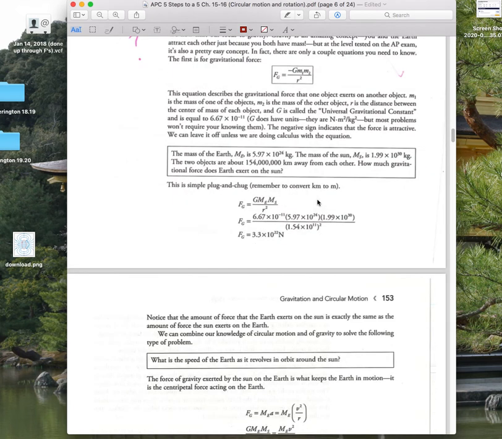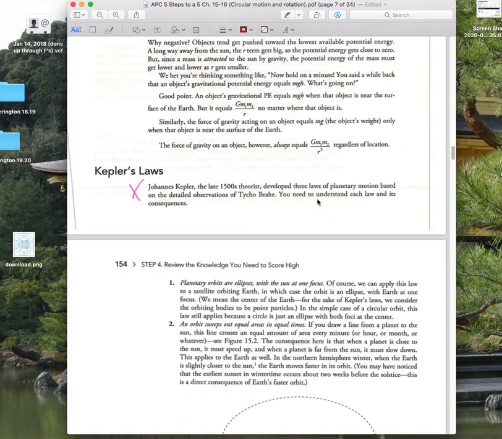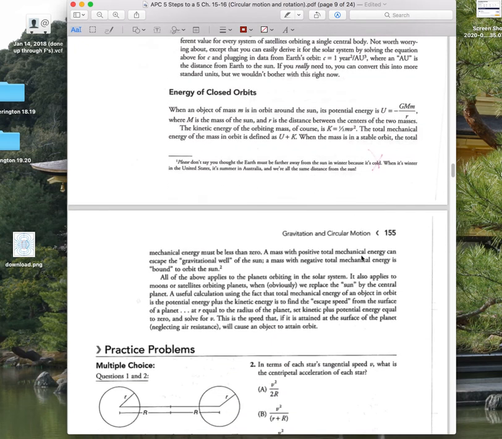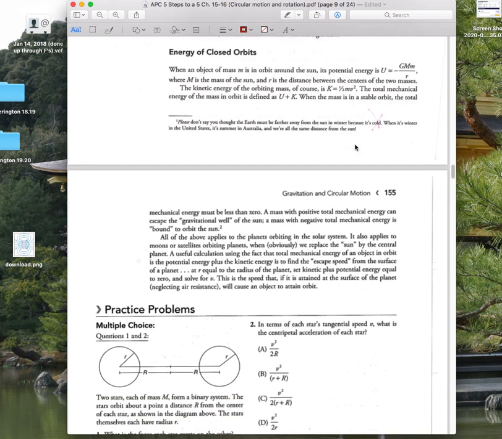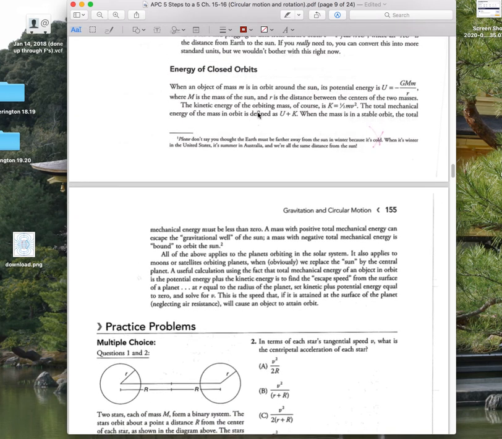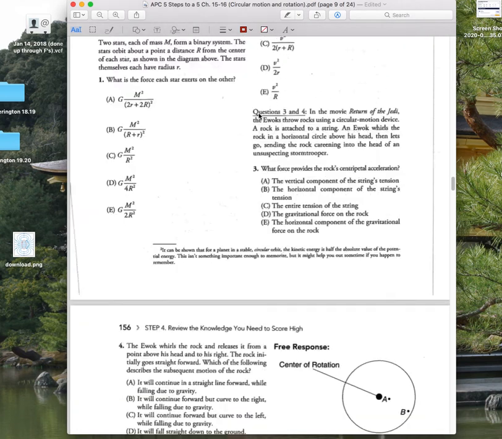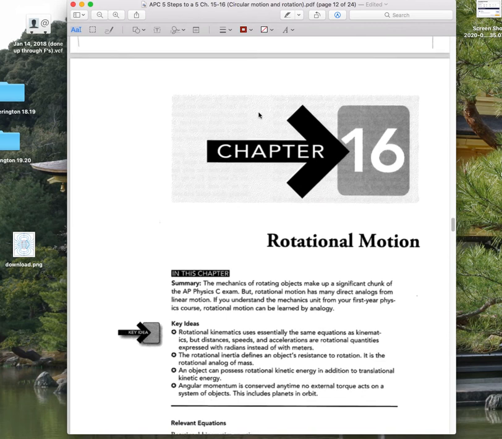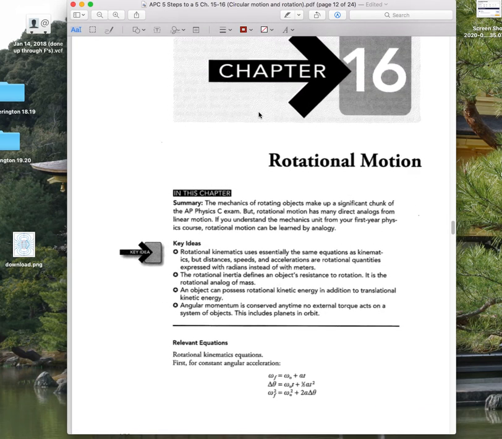So we've talked about that. Kepler's laws, I guarantee you're not going to have to know. Energy of closed orbits might be important, so you may want to read through this. I don't think you're going to have a calculation on this, but this is something a little bit odd. So that was a pretty short chapter. Now when we go to rotational motion, that's the biggie, right?